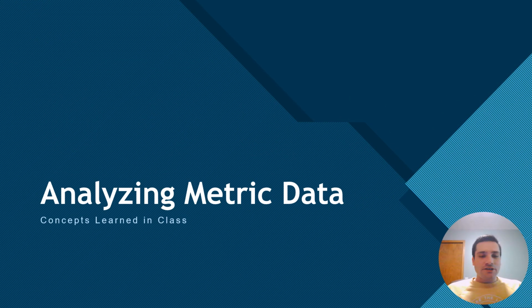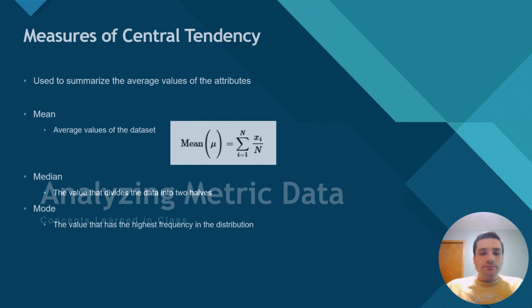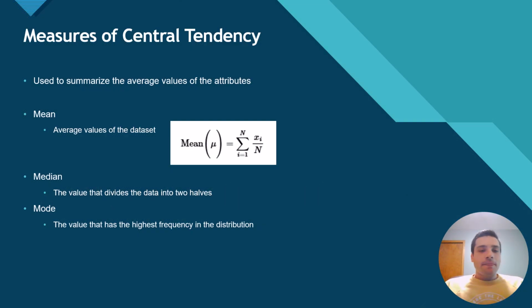First, like I mentioned, I'm going to talk about some of the concepts that we learned in class related to analyzing metric data. The first I'll talk about is the different measures of central tendency, which are used to summarize the average values of the attributes or of the data set. These were taught a long time ago in school, probably in elementary school, but they are still used in research today at a much higher level.